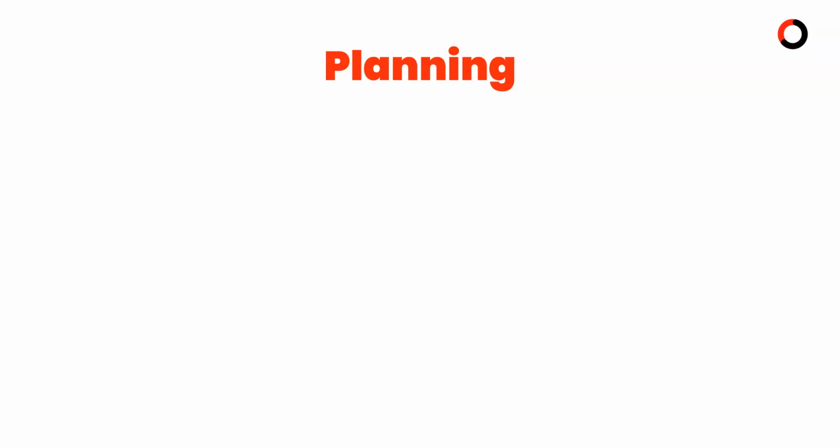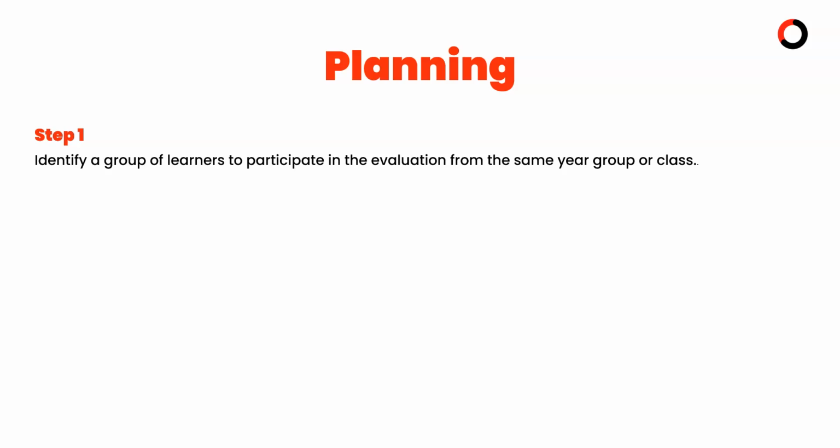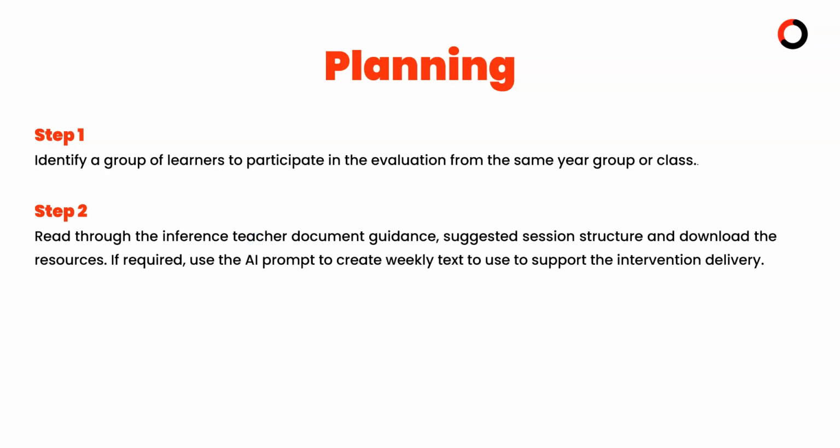So planning. Let's look at this from a step-by-step approach. Step 1. Identify a group of target learners to participate in the evaluation from the same year group or class. Step 2. Read through the Inference Teacher document guidance, suggested session structure, and download the resources. If required, you can use an AI prompt to create weekly text to use to support the intervention delivery.